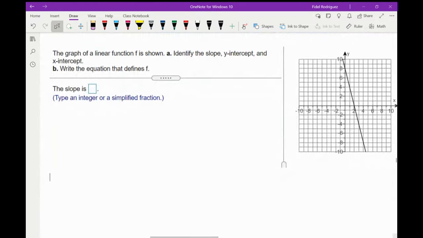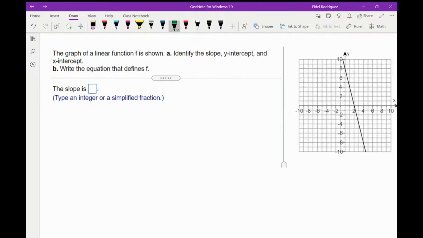All right, let me make sure that those of you who are at home can see this now. I think you all can. Yeah, you can. Okay. Sorry about that, guys. That was my bad. I thought I had it on the right part, but I didn't. Okay. All right, so it says the graph of a linear function is shown. Identify the slope, the y-intercept, the x-intercept, and then write an equation that defines f.